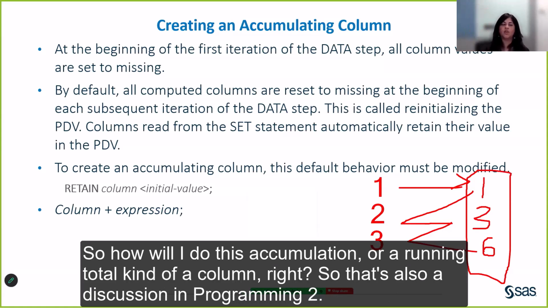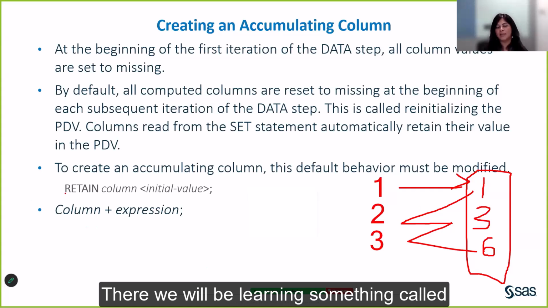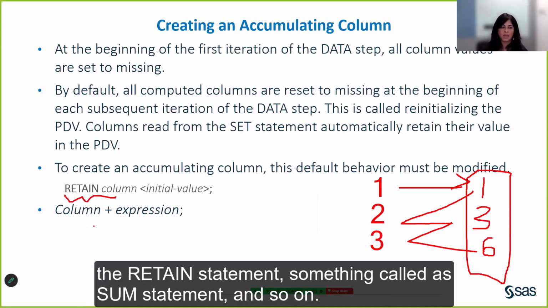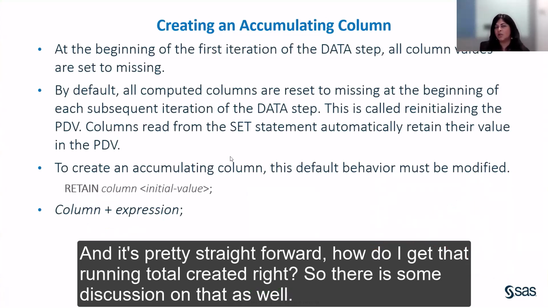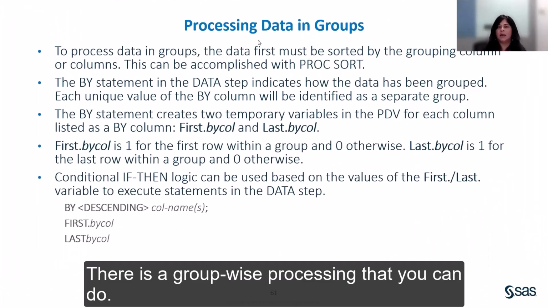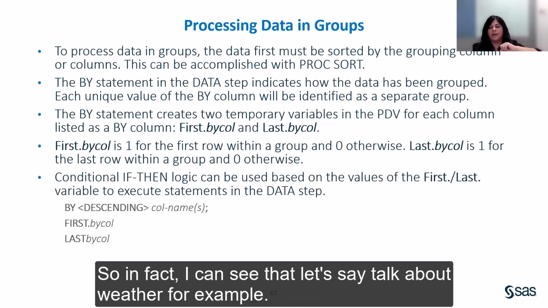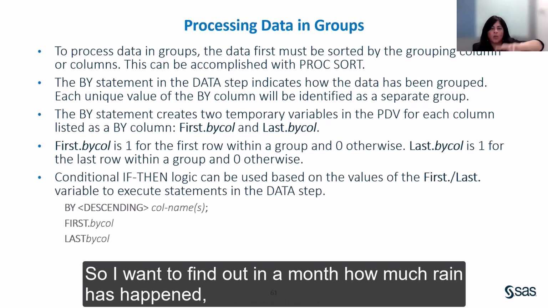So how will I do this accumulation or a running total kind of column? That's also a discussion in programming 2. There we will be learning something called a retain statement, something called a sum statement, and so on. It's pretty straightforward how I get that running total created. So there is some discussion on that as well. There is group-wise processing that you can do. In fact, let's say we talk about weather, for example. I want to find out in a month how much rain has happened.